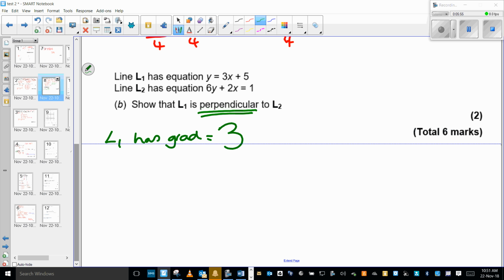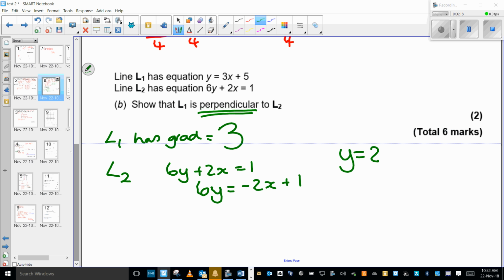Yes? So for L2, at the moment I've got 6y plus 2x equals 1. I need to start rearranging this to get y equals. So I've got 6y equals negative 2x plus 1. What do we do then to get just y? So I have to rearrange this because in order to establish the gradient of the y-intercept, it has to be in the form y equals mx plus c. So I'm taking away 2x from both sides. You can put it in front, I've just kept it in the order that I'm used to.